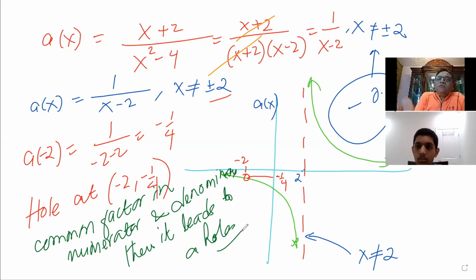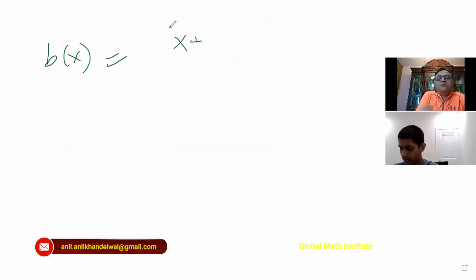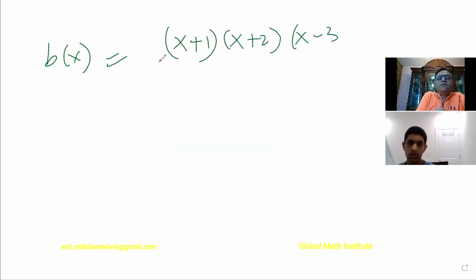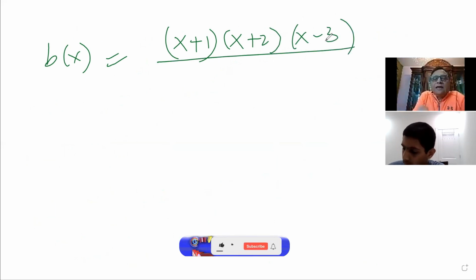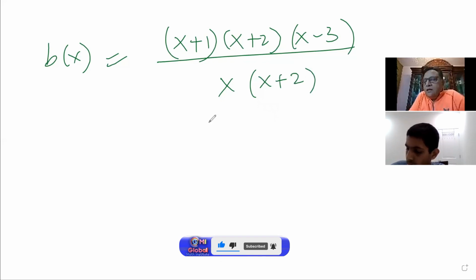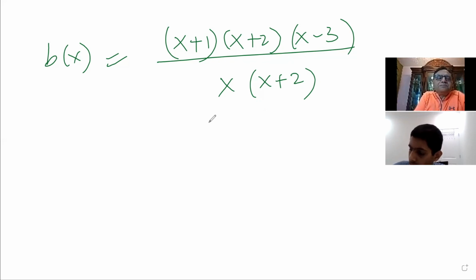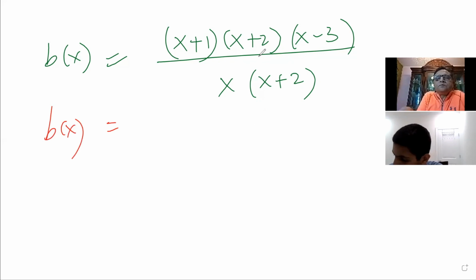Yeah. Now, we'll take more examples and move forward. So let's say the second function, b of x, is now equal to x plus 1 times x plus 2 times x minus 3 over x times x plus 2. I'm just writing the factored form. It is easier for us to analyze. Now, can you simplify this and write down the restrictions on the function? Tell me, what is the simplified version of b of x? Okay. I got x plus 1 times x minus 3 over x.